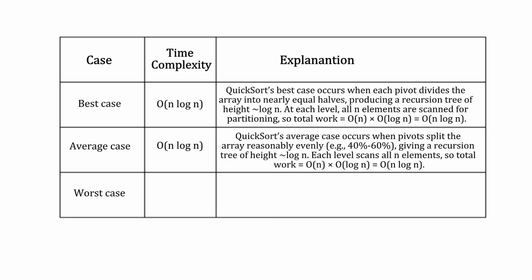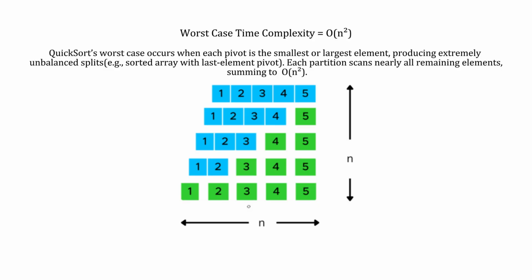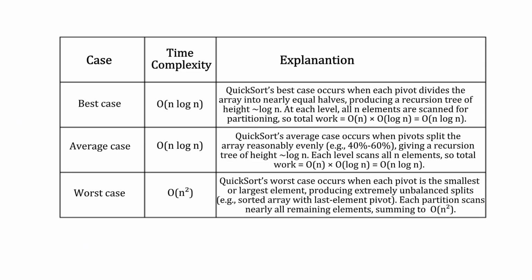The worst case time complexity of quicksort will be O(n squared). It happens when the pivot ends up as the smallest or the largest element, causing extremely unbalanced splits. An example would be if an array is already sorted in ascending order and we always pick the last element as the pivot. So the first partition takes O(n), the second partition takes O(n - 1), then O(n - 2), down to O(1). The sum of all this will be O(n squared).